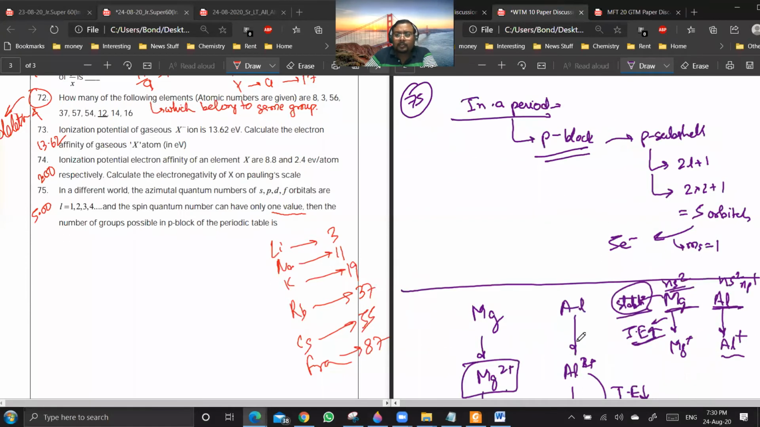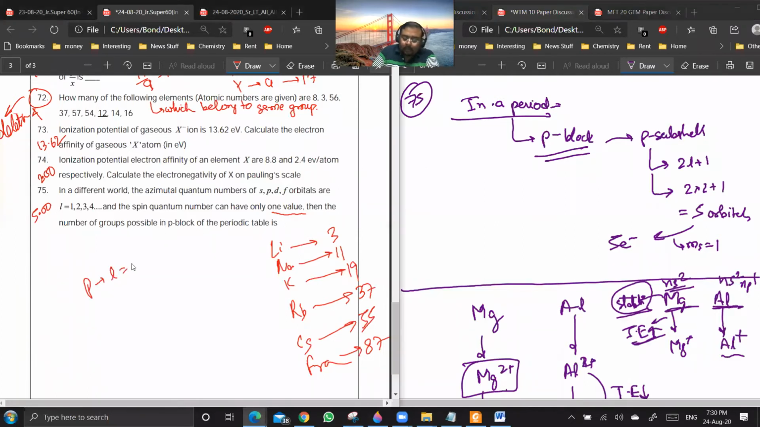Yes, sir. In 75, it is asking: azimuthal quantum numbers are now given as L equal to 1, 2, 3, 4 instead of L equal to 0, 1, 2, 3. So this means that the P block will be L equal to 2. Yes or no? Yes, sir. So how many orbitals will be there in the P subshell? 2L plus 1?